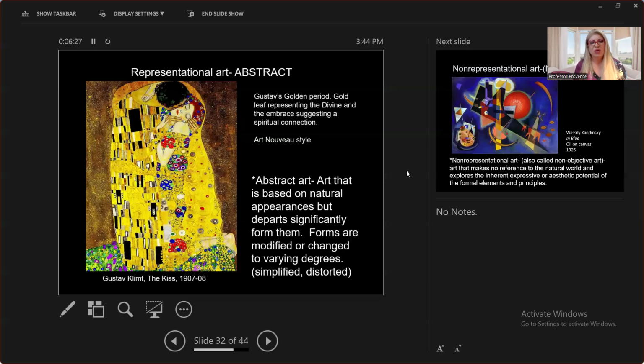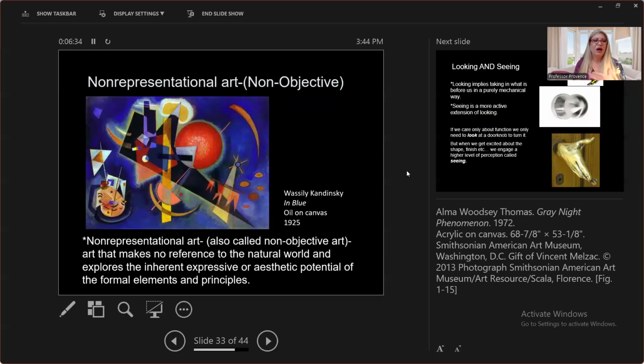This is kind of this Art Nouveau style. Okay, but just an example of abstract, I think it's perfect. But here's another painting that could easily be misconstrued as abstract. And some people would actually say, well, it is abstract. No, because if we think about our definition, non-representational art, also known as non-objective art, is art that makes no reference to the natural world and explores the inherent expressive or aesthetic potential of the formal elements and principles, right?